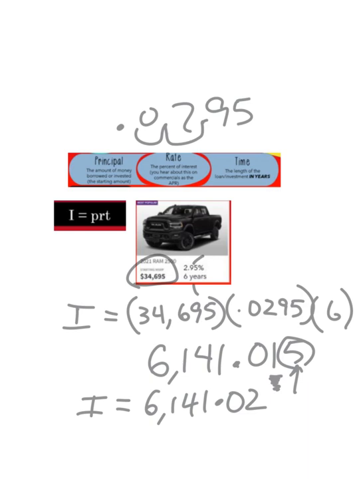And we can add that to our original value, 34,695, to figure out how much we pay in total for this car. So in total, all we did was add the amount of interest plus our principal.